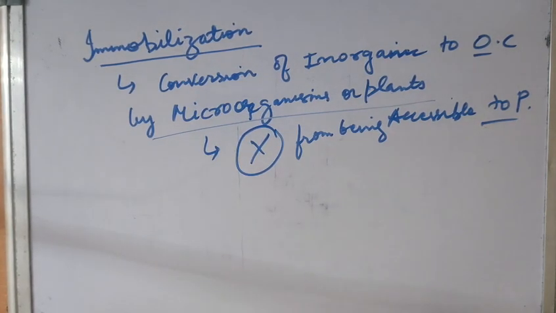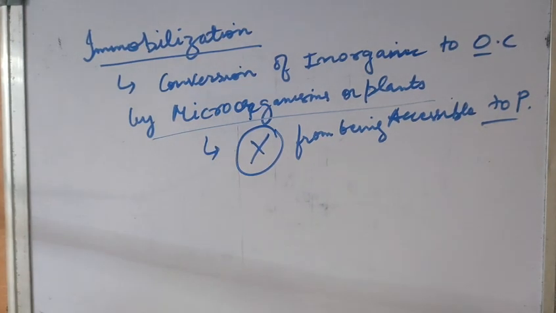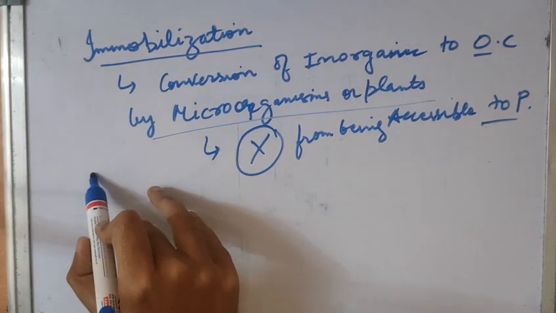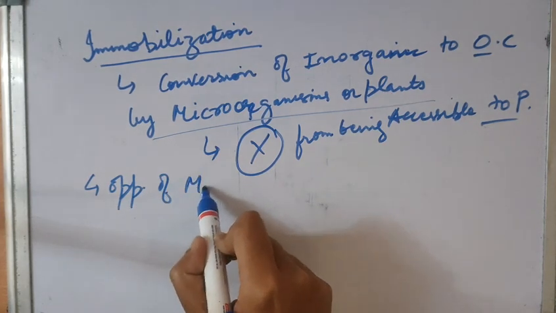So we saw in mineralization that the nutrients which were in unavailable forms were converted to available forms. But in immobilization, the nutrients which are in available forms are converted into unavailable forms. So after immobilization, the plants are not able to absorb those nutrients. So here you can see it is just the opposite of mineralization.